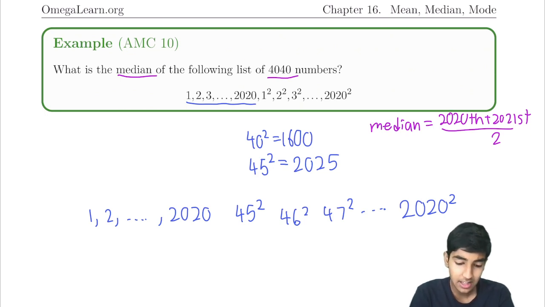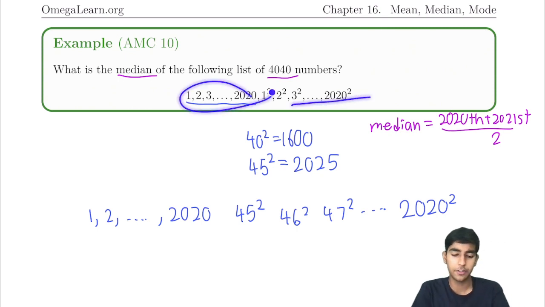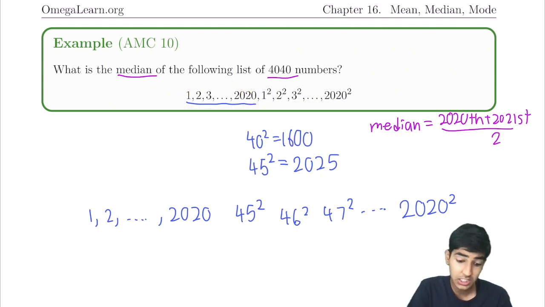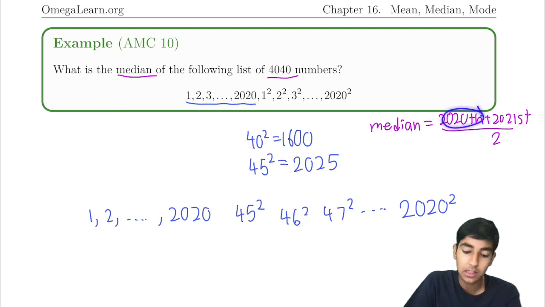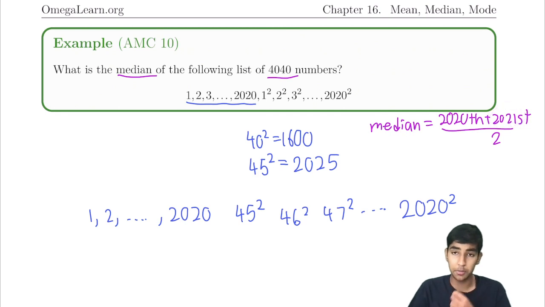Well, as you can see here, most of the squares are bigger than all of these numbers. Some are not. The squares from 1 to 44. So basically, we're trying to find out what is the 2020th largest number in this list and 2021st largest number in this list.